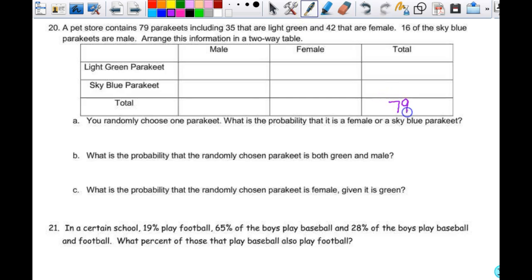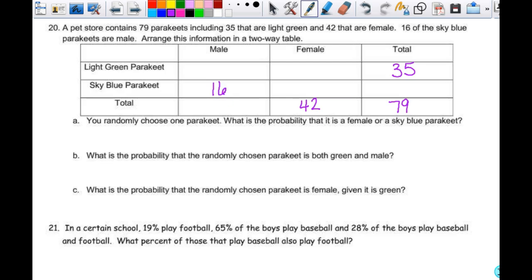right here. Then that includes 35 that are light green. So my total for light green is 35, and 42 that are female. My total here is 42. 16 of the sky blue parakeets are male. So sky blue male is 16.